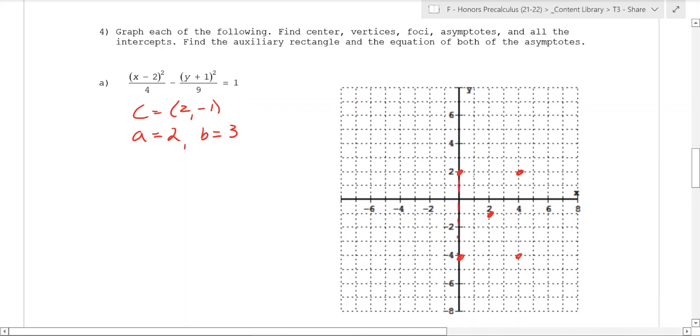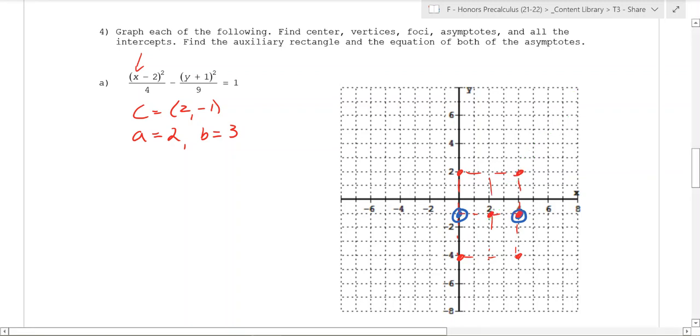This box right here tells us a lot of really great stuff. And since we know that x is first here, it's going to go left and right. So what we then do is we can put the vertices of our hyperbola right here. So we know the vertex for this hyperbola is going to be right here, and the other vertex is going to be right there. The asymptotes are going to be these lines going through the corner from the center.